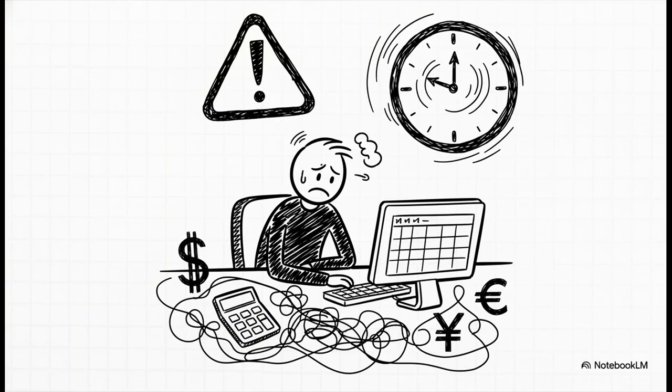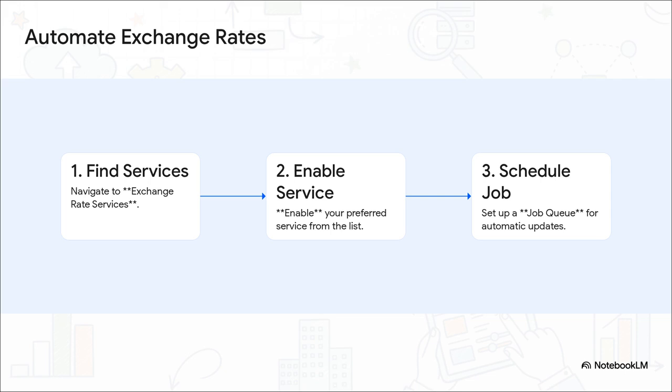Anybody who deals with multiple currencies knows this headache, right? Manually looking up and typing in exchange rates every single day. It's slow, it's tedious, and it's a huge risk for making a mistake. But check this out. The fix is unbelievably easy. In just 3 steps, you can connect to a live exchange rate service, switch it on, and then schedule a job to update those rates automatically every single night while you're sleeping. You just set it and forget it.